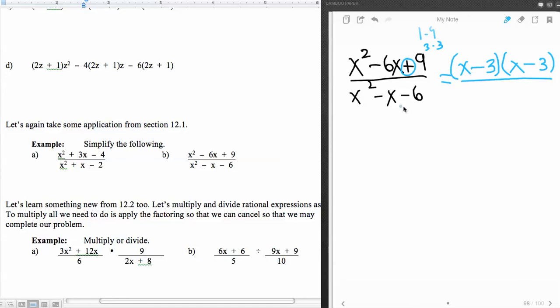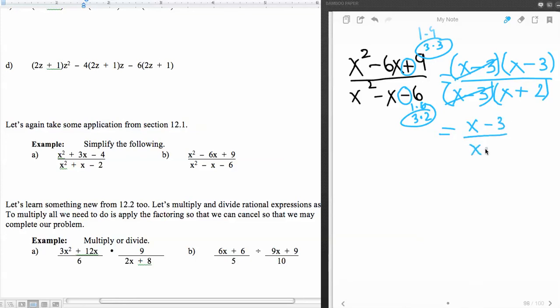Now going down to the bottom, we have a 1 and a 6 for the factors of 6, and a 3 and a 2, and we need those that give us a difference of 1, so the 3 and the 2 this time. So we have an x with a 3 and an x with a 2, and this time the bigger one is negative, so negative 3 and positive 2, and then again we do our canceling to simplify, so cancel, cancel, and then we rewrite, so x minus 3 over x plus 2.